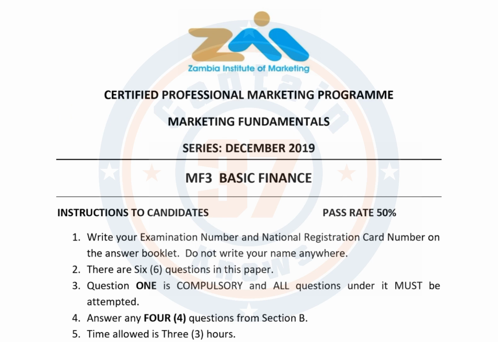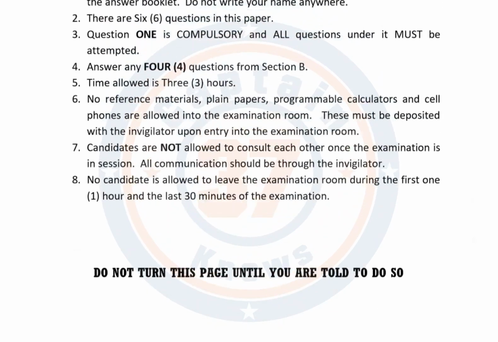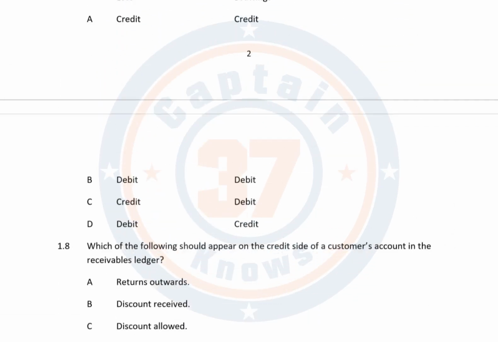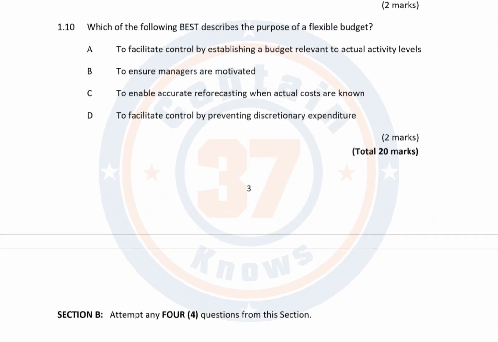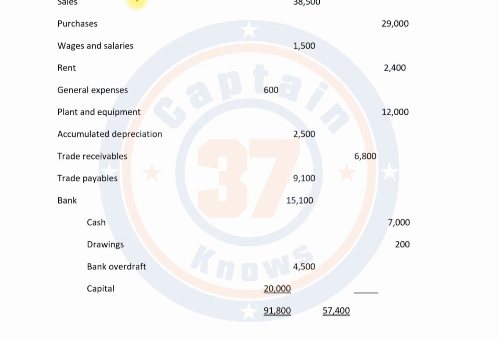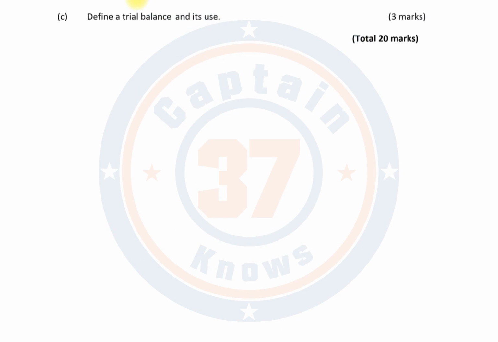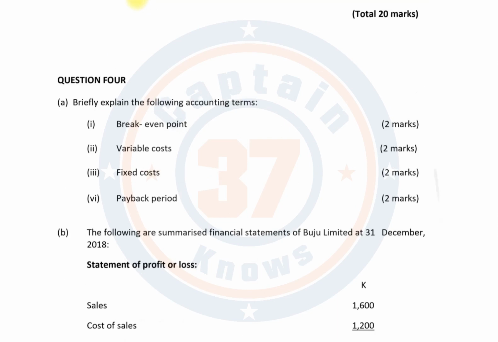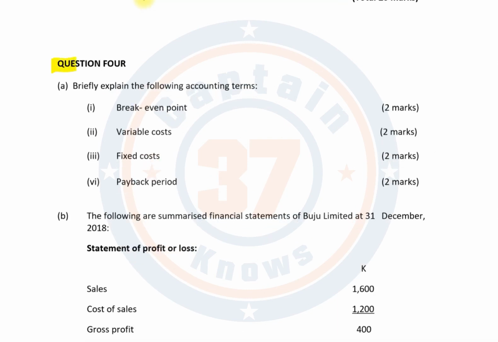In focusing on this particular paper, I want us to deal with questions that have to do with ratios. In this paper, ratios was question number 4 in section B. So I am going to section B. Section B is here, and my focus is on question number 4. Question number 4 is the one that follows here. There's A.